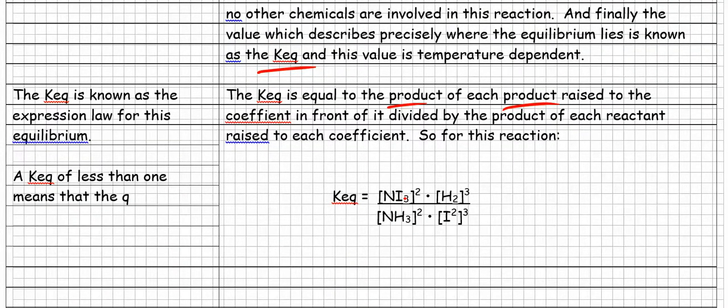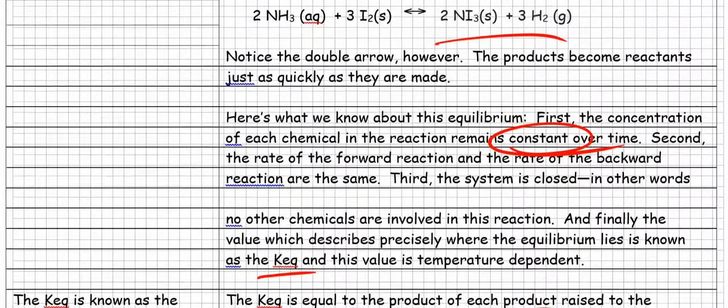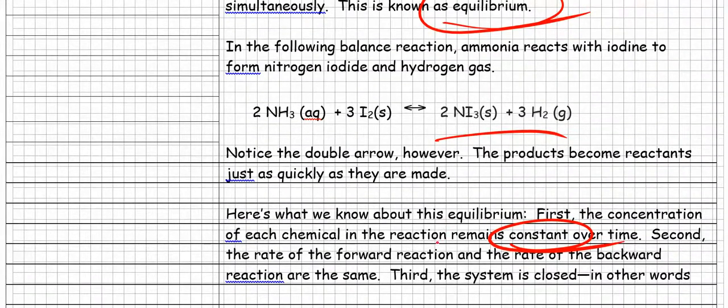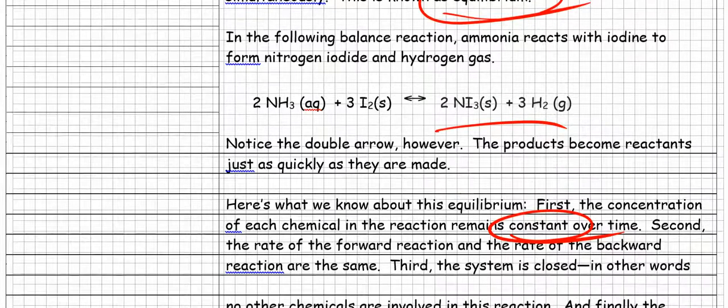NI3, nitrogen iodide, had a coefficient of 2. Notice the coefficient becomes a superscript, times, this is a product now, the other product, which is H2, to its coefficient, which was a 3 in the balanced reaction, right? So let's just check that: 2 parts of NI3 plus 3 parts of H2. So these coefficients become exponents in the KEQ expression.